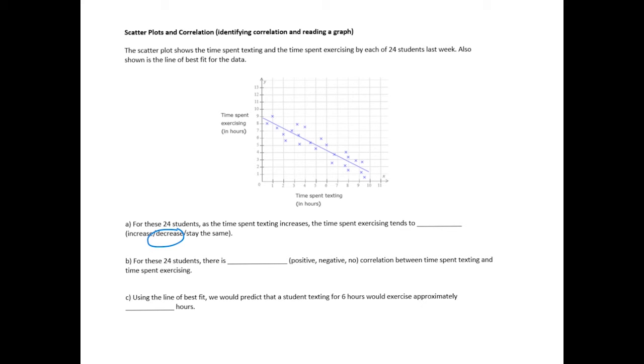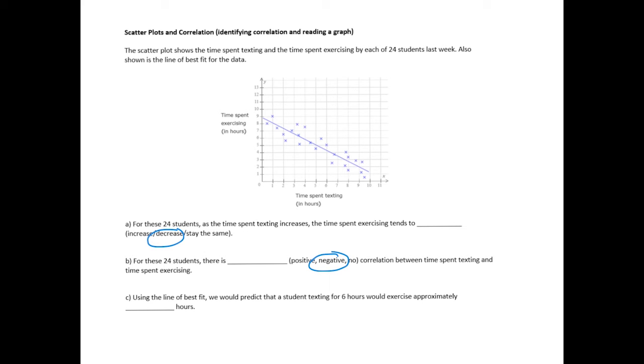So for these 24 students, is there positive, negative, or no correlation between the time spent texting and time spent exercising? Well, this line of best fit we have right here has a negative slope. That is, it goes down as we go to the right. And so therefore, there is a negative correlation.